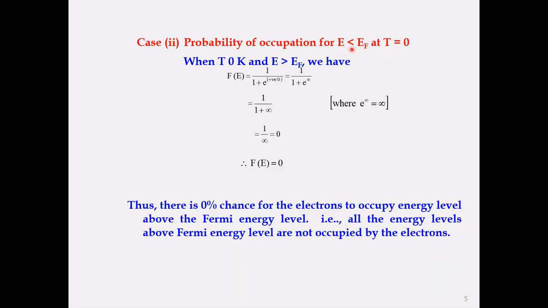If the energy is greater than the Fermi energy, the exponent becomes a positive value, e to the power infinity is infinity, so we have f(E) equal to 0. So above the Fermi energy level, the probability is 0. There is a 0% chance for electrons to occupy energy levels above the Fermi energy level. All the energy levels above the Fermi energy level are not occupied by the electrons.